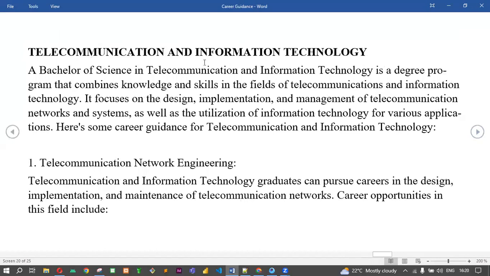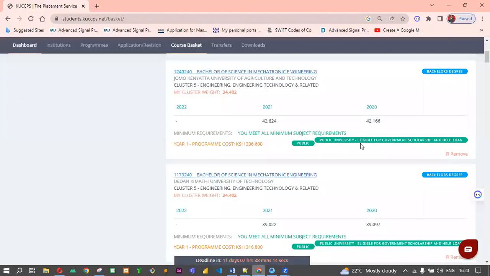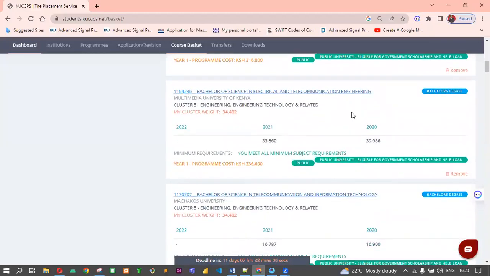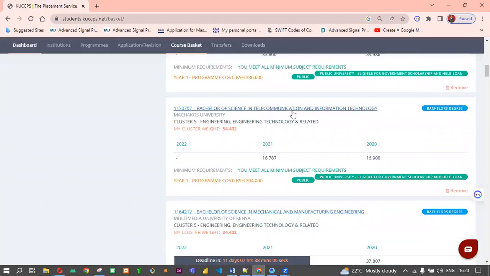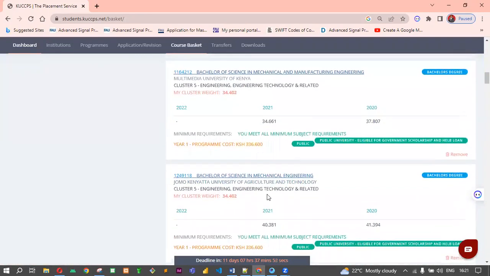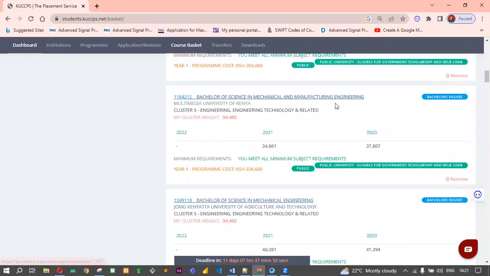Then we also have this telecommunication and information technology course, which I've also picked for you within the course areas here. There's this electrical and telecommunication engineering. I've also picked for you telecommunication and information technology at Machakos University and so on, because I was looking at the cluster weights and what they want. So there's also ones for Multimedia University. I've picked some of them, like here, mechanical and manufacturing engineering at Multimedia.